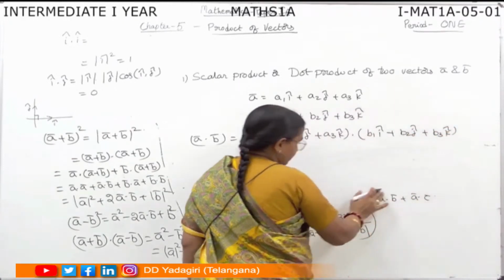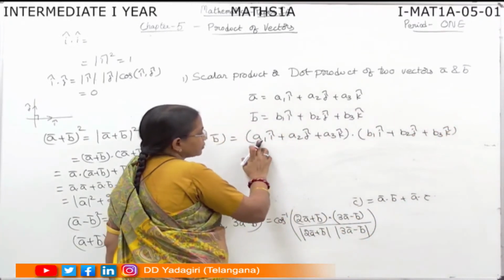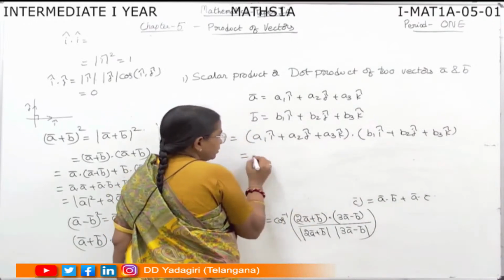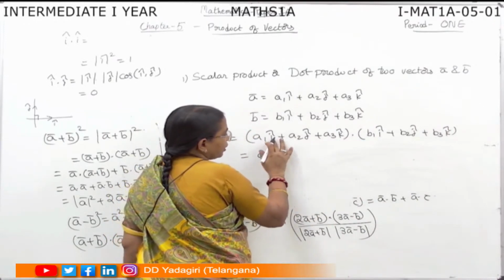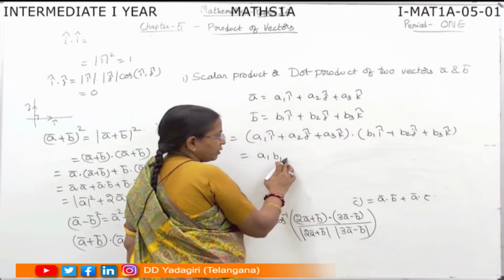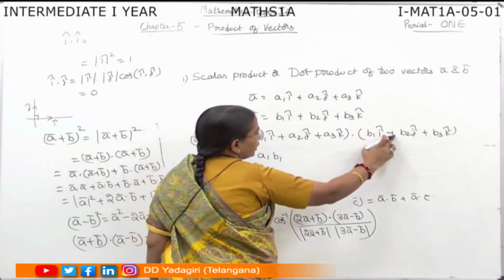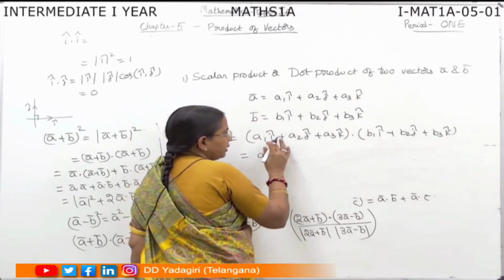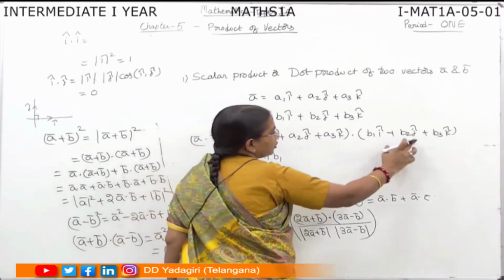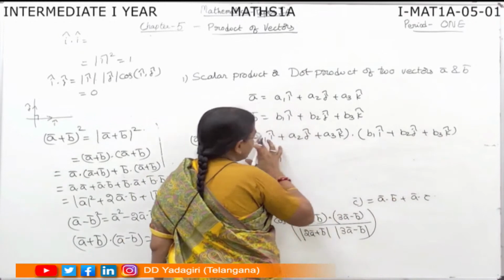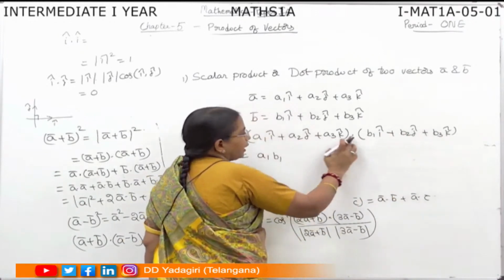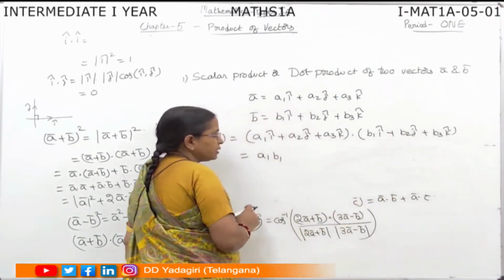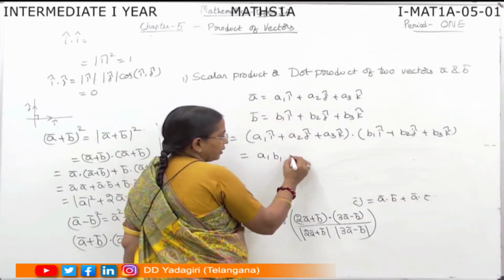According to the distributive property, you can take term by term. So a1 b1 you can multiply into i dot i, that is 1. Next, a1 b2 into i dot j. i dot j is 0. Similarly, a1 i dot b3 k means a1 b3 into i dot k. i dot k is again 0. So only this term will remain.